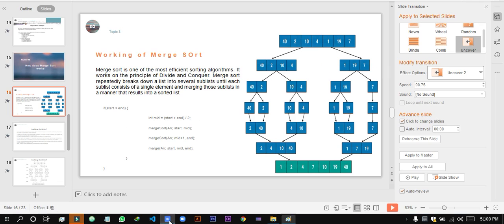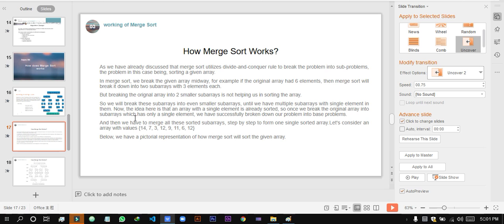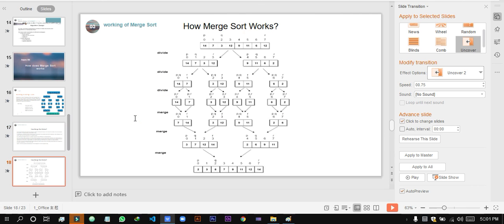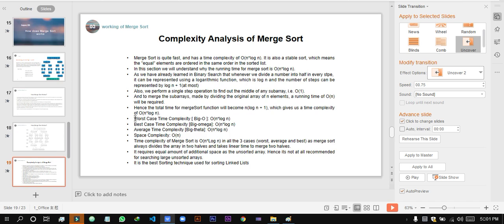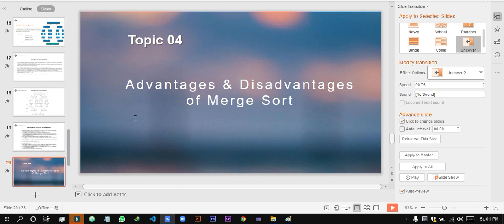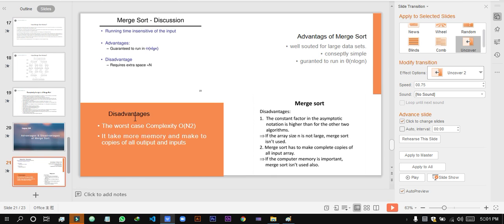Okay, let's move towards our slide. So the similar formula is written on this, you can also learn it. So this is the working of merge sort, and there are a few more examples you may read on your screen. So let's see the advantages and disadvantages.